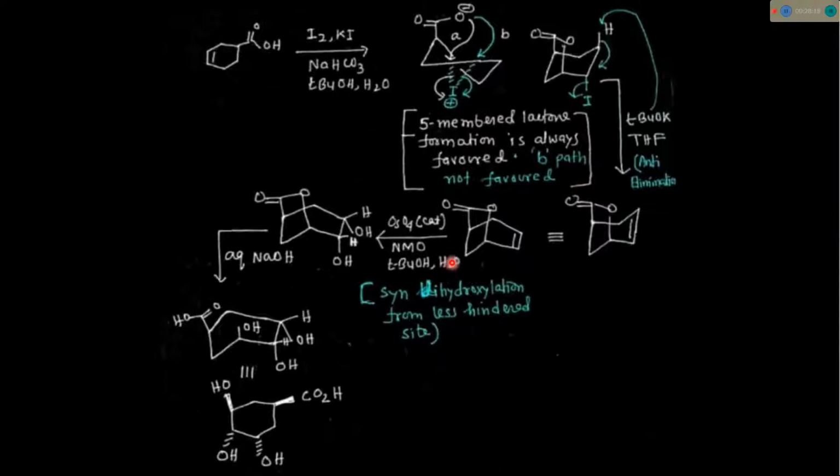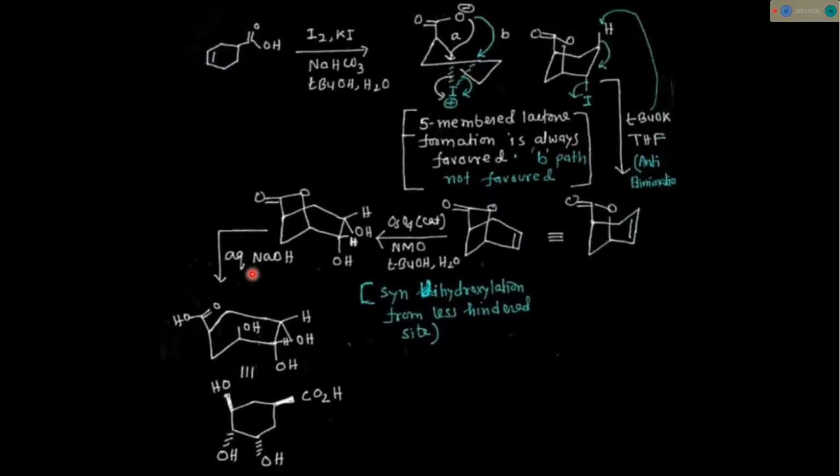But if there is steric crowding, it will prefer the less sterically crowded face for the dihydroxylation reaction. Since on the upper side there is this group, this CO group, and there is also a cyclic ring, osmium tetroxide does not dihydroxylate from the upper face. The dihydroxylation occurs from the below face. That's why we write that the OH is below.